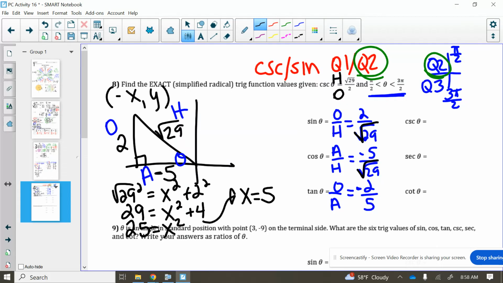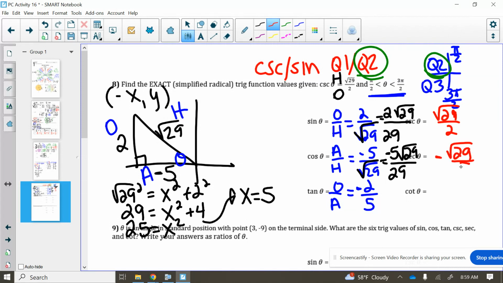Now, one thing to note for the sine and the cosine this time is notice the square root of 29 in the denominator. We must rationalize that. So if you multiply top and bottom by the square root of 29, we end up getting a nice positive 29 in the denominator, and then that square root is allowed in the numerator, just not the denominator.